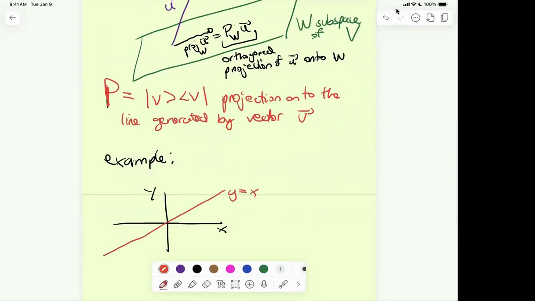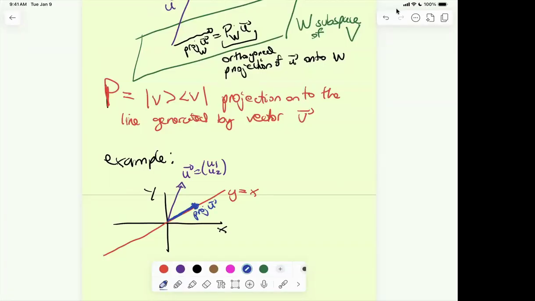First, it's always useful to think about what the answer should be before you compute the answer. So I have a vector u, and I want to project it onto this line. I want to find the projection of this vector.